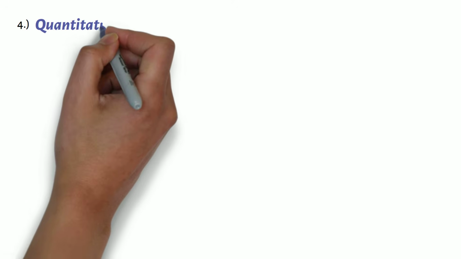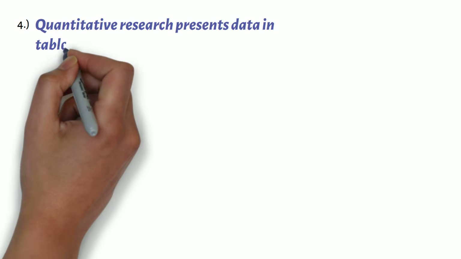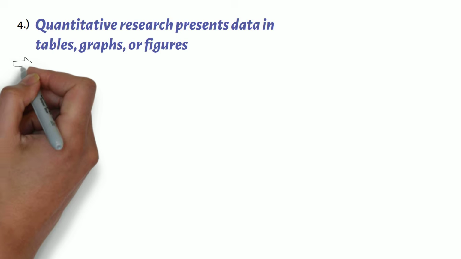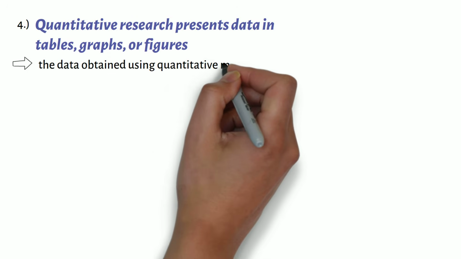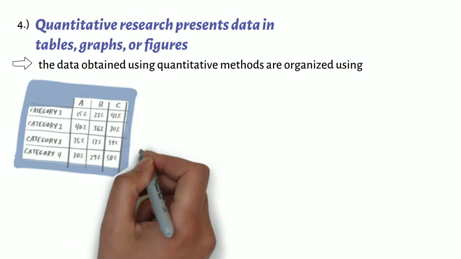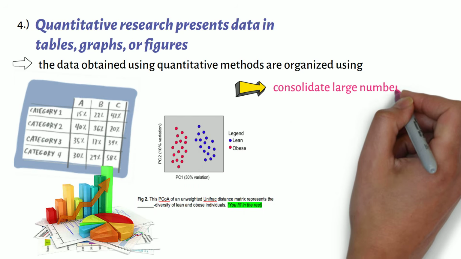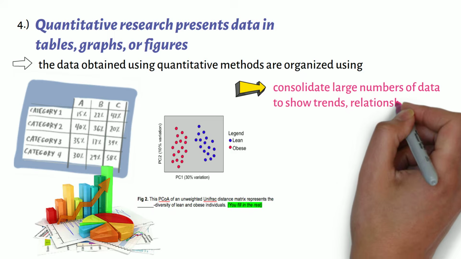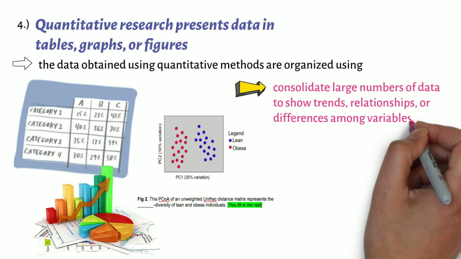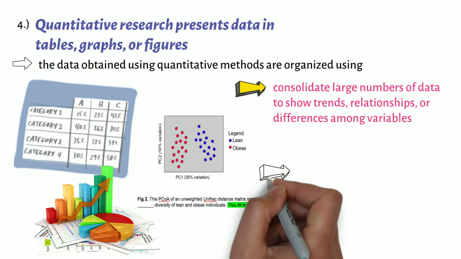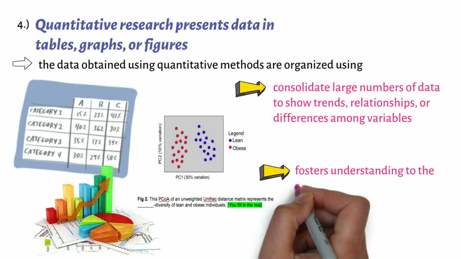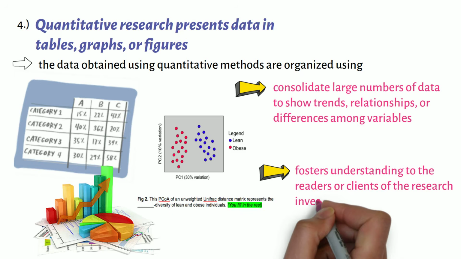Fourth, quantitative research presents data in tables, graphs, or figures. In fact, the data obtained using quantitative methods are organized using tables, graphs, or figures that consolidate large numbers of data to show trends, relationships, or differences among variables. This fosters understanding to the readers or clients of the research investigation.